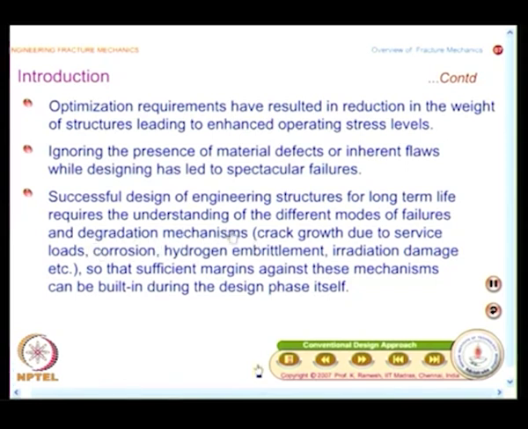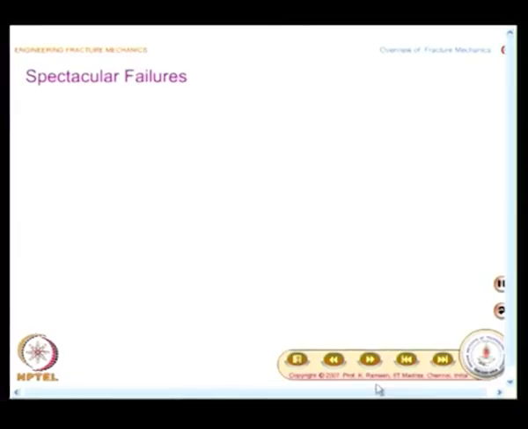Unless you understand the degradation mechanisms, you will not be able to provide sufficient margins against these mechanisms. So, if you know that, you could incorporate that in the design phase itself. So, the idea is the modern design will have to address the issue of degradation mechanisms. Before we really take up fracture mechanics, let us look at the spectacular failures.